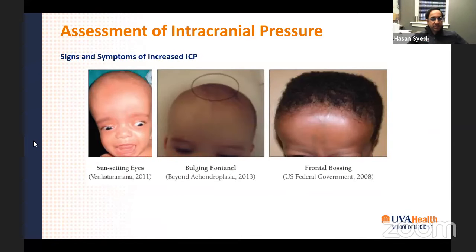So these are some pictures of some of the signs of ICPs. We talked about sunsetting eyes. This is a bulging fontanelle in a child with achondroplasia, which can also have craniocervical and lumbar issues, and then the frontal bossing we talked about.